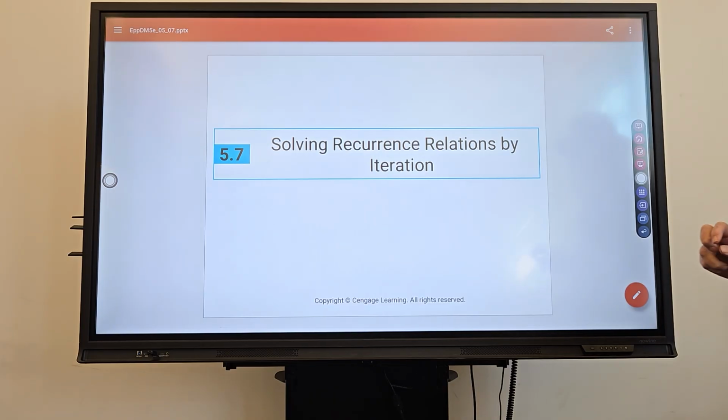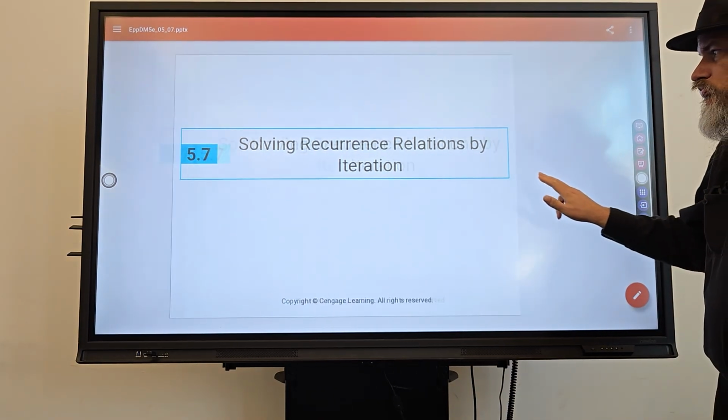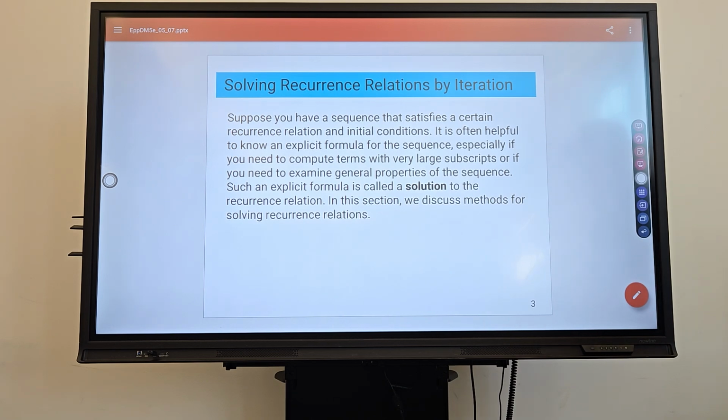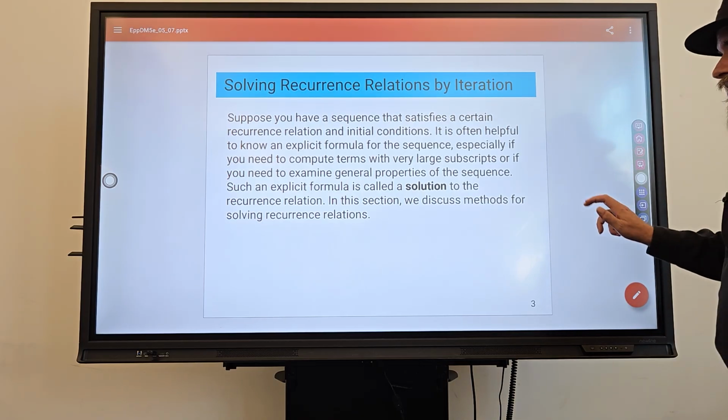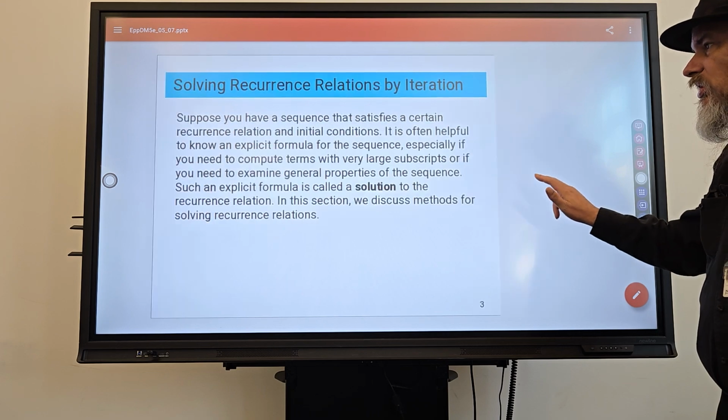Solving recurrence relations by iteration. Suppose you have a sequence that satisfies a certain recurrence relation and initial conditions. It is often helpful to know an explicit formula for the sequence, especially if you need to compute terms with very large subscripts or if you need to examine the general properties of the sequence. Such an explicit formula is called a solution to the recurrence relation. In this section, we'll discuss methods for solving recurrence relations.